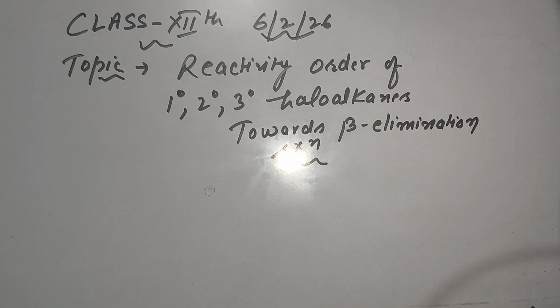Hello everyone. Topic is reactivity order of 1 degree, 2 degree, 3 degree haloalkanes toward beta elimination reaction. In previous video we have understood beta elimination reaction and its mechanism. And one more point that I want to clear to the students, beta elimination reaction mechanisms like E1 and E2 are not in the CBSE board syllabus. So you can directly perform the reactions, and if you want to understand the mechanisms, they are available there.